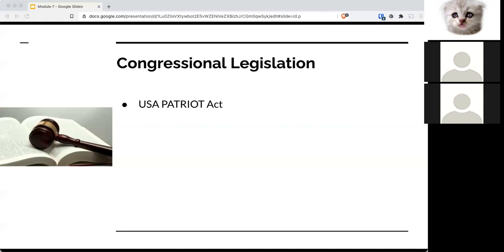Yes, if you have 911 texting and you say you need help, law enforcement can go in without the need of a warrant. Thanks to the USA Patriot Act.